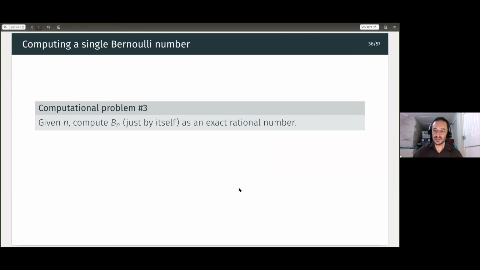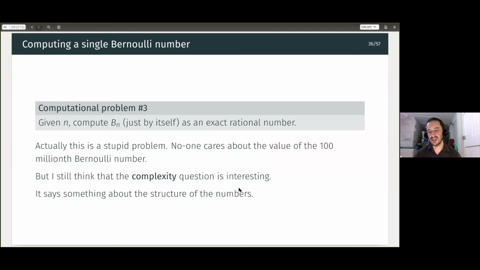Okay, so back to some mathematics. The third computational problem I want to talk about is, what about computing a single Bernoulli number, B sub n, just by itself, without computing all the previous ones, as an exact rational number? This might seem like a very artificial problem, and I agree it is. Who cares about computing the 100 millionth Bernoulli number? That doesn't really have any possible application that I can think of.